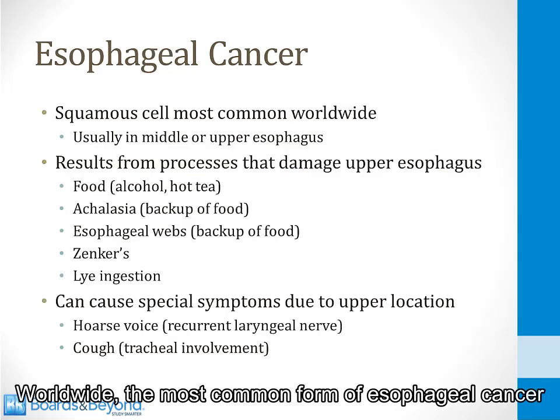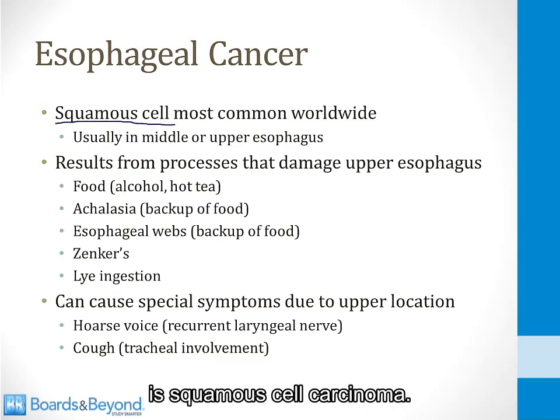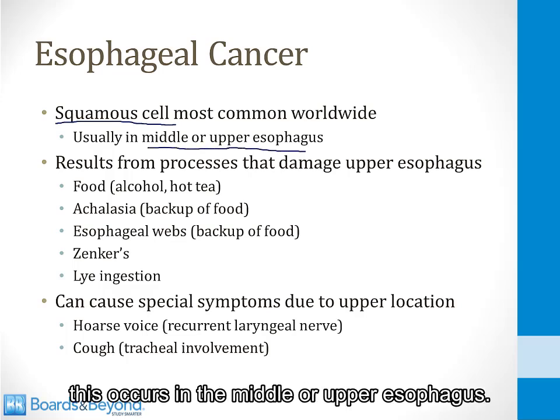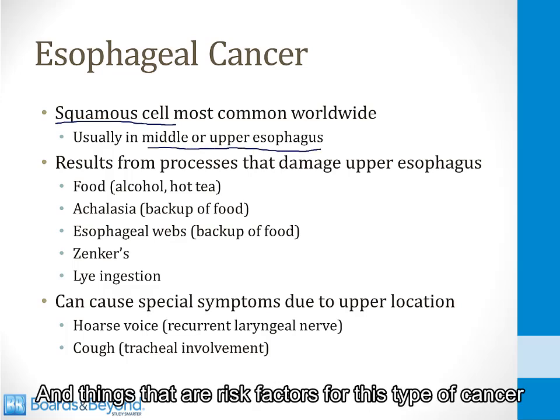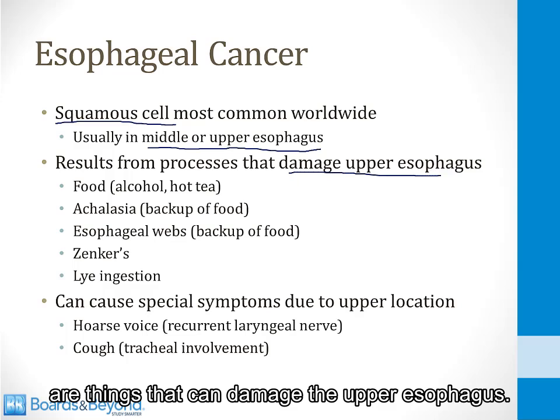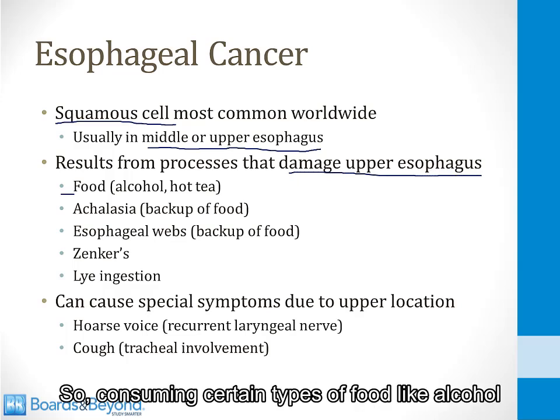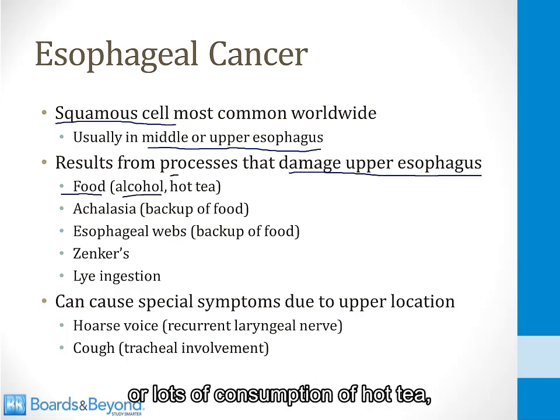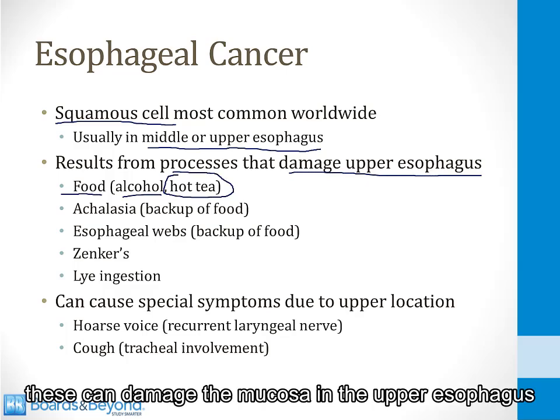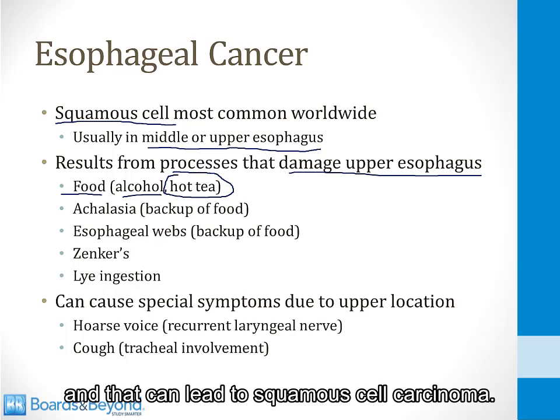Worldwide, the most common form of esophageal cancer is squamous cell carcinoma, and in contrast to adenocarcinoma, this occurs in the middle or upper esophagus. And things that are risk factors for this type of cancer are things that can damage the upper esophagus. So consuming certain types of food like alcohol or lots of consumption of hot tea, these can damage the mucosa in the upper esophagus, and that can lead to squamous cell carcinoma.